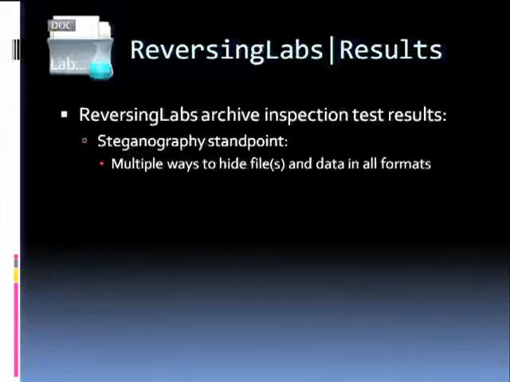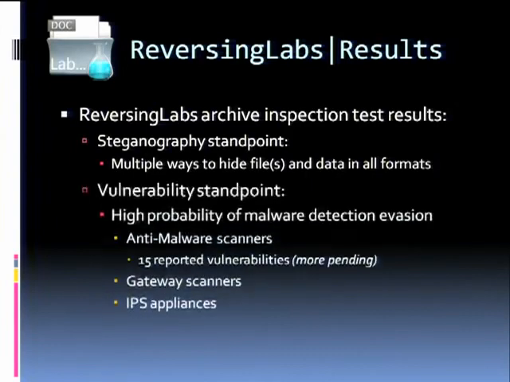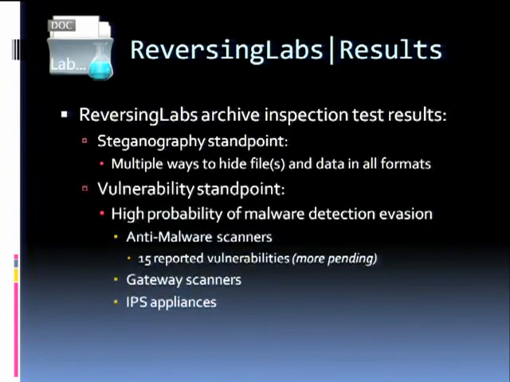From the steganography standpoint, we found multiple ways of hiding files in formats, and we're going to show a couple of those in our demo. They relate nicely to the vulnerabilities we found. From the vulnerability standpoint, we found a high probability of malware detection evasion. Anti-malware scanners affected by these 15 reported vulnerabilities, with more pending, were unable to correctly process the entire archive, and therefore were missing some of the malware packed inside it.